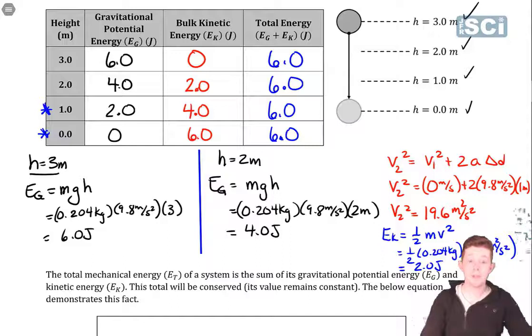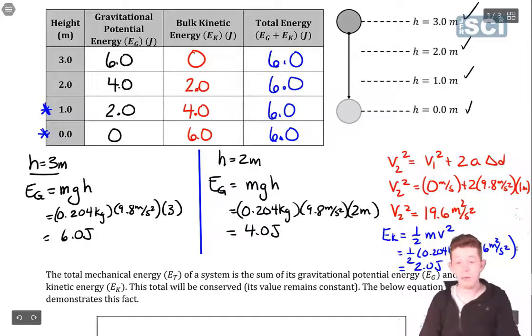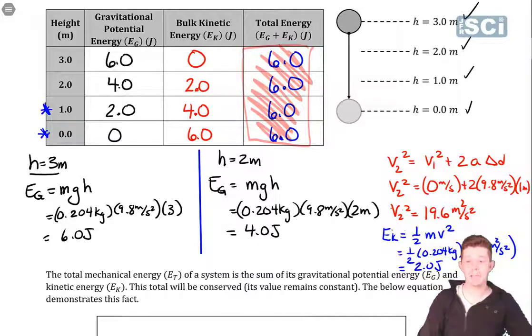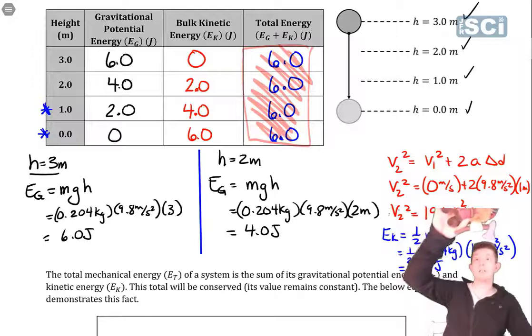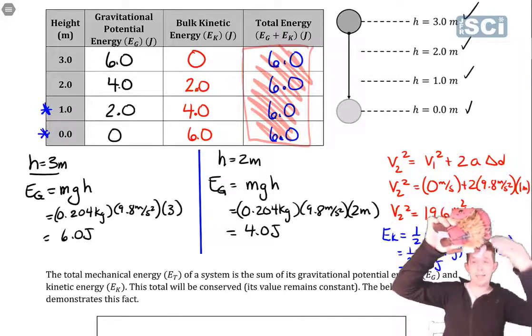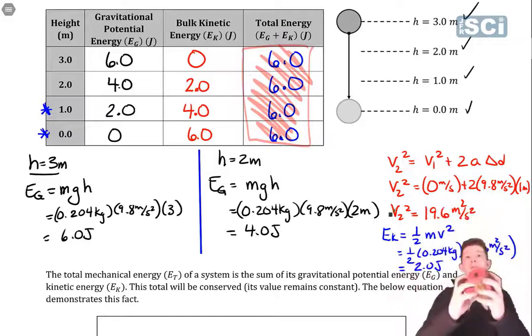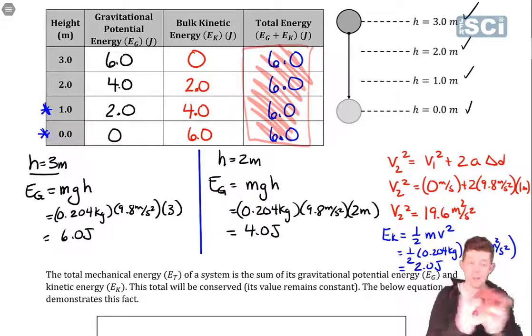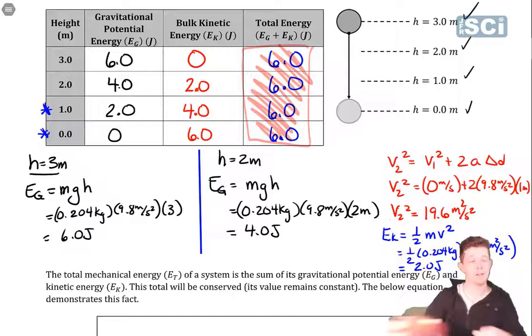So welcome back. So you may have noticed something. The total energy of my system always was 6 joules. And the amount of energy that my gravitational potential energy lost, the kinetic energy picked up. And so that makes sense. As the object is falling, it's losing gravitational potential energy, and the amount that it loses gets transferred into kinetic energy related to how fast it's moving, right?